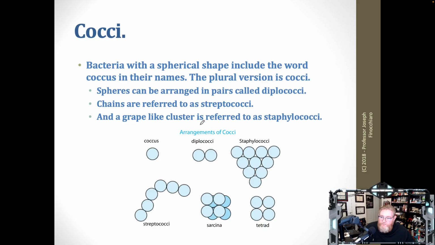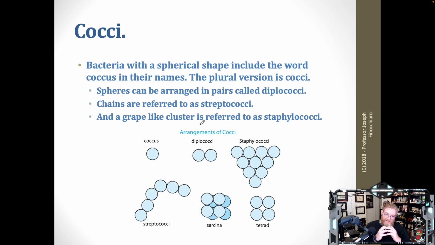Cocci. Bacteria with a spherical shape include the word coccus in their names. The plural version is cocci. Spheres can be arranged in pairs called diplococci. Chains are referred to as streptococci, and a grape-like cluster is referred to as staphylococci.